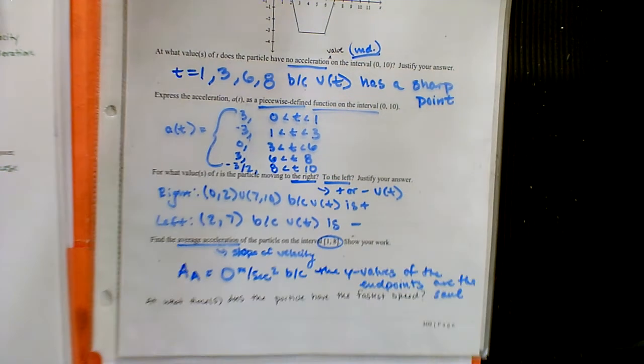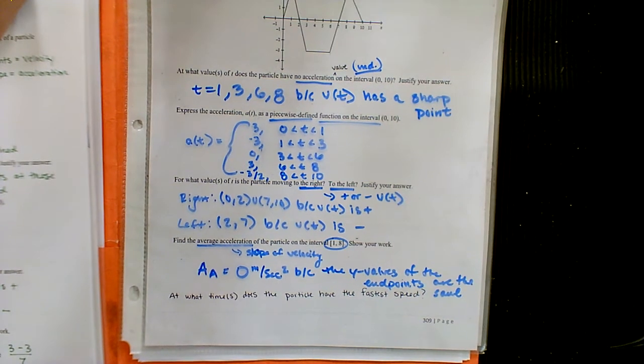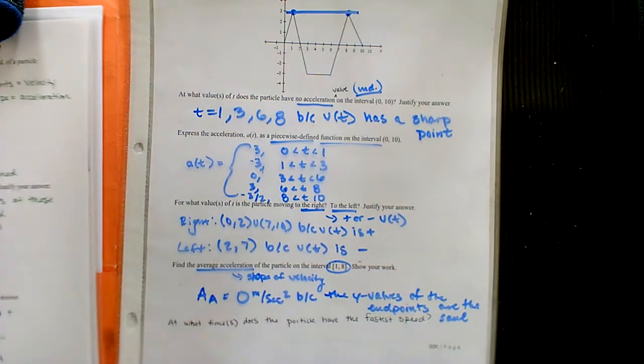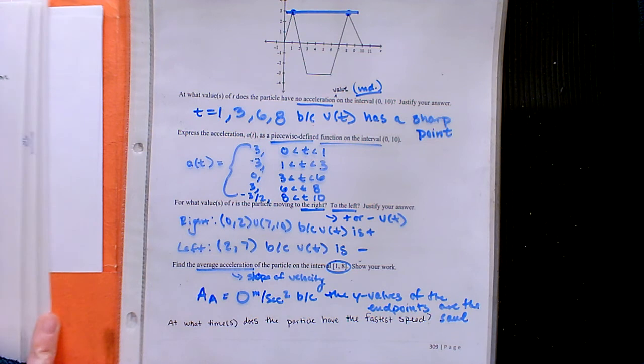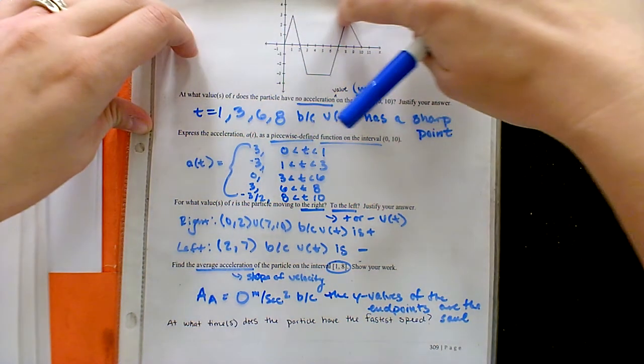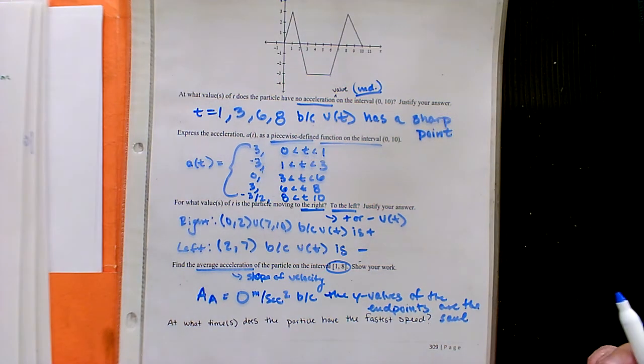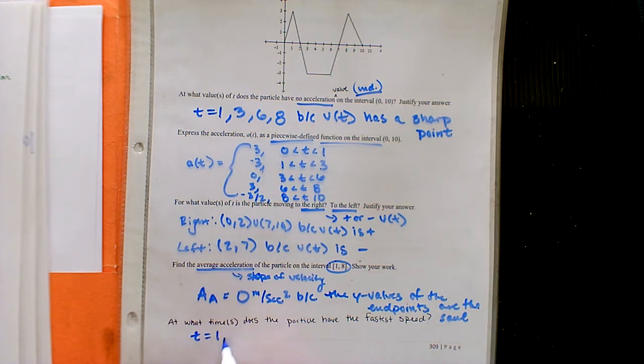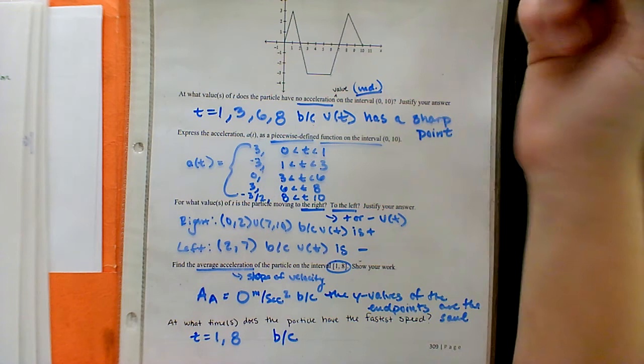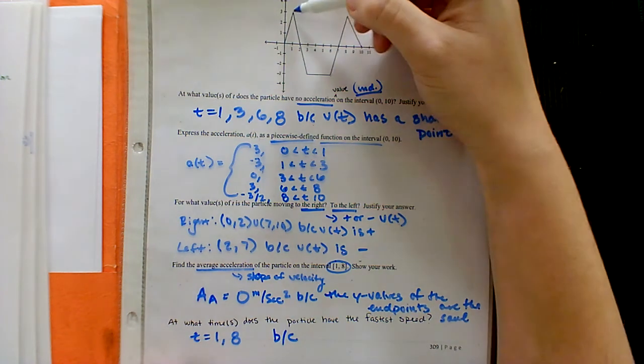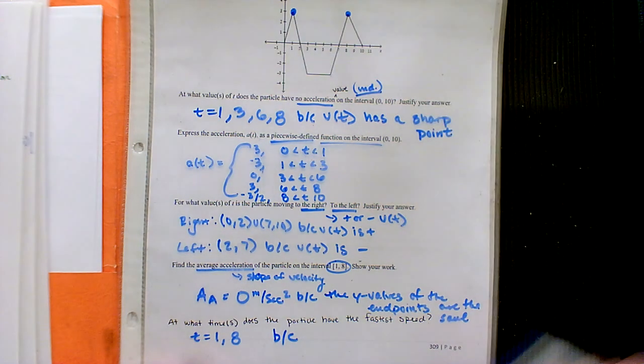Can we see that? At what times or time does the particle have the fastest speed? Again, this is the graph of velocity. 1 and 8. Why? It's the highest point on the graph. Okay, so if this is the velocity, the fastest speed would be the highest point. So 3 and 3.